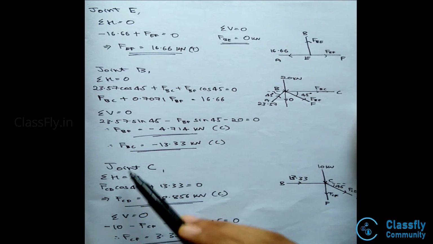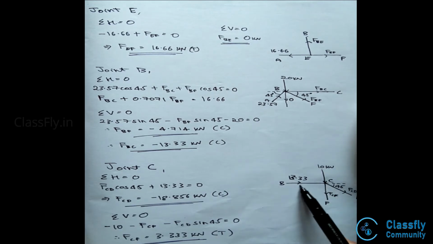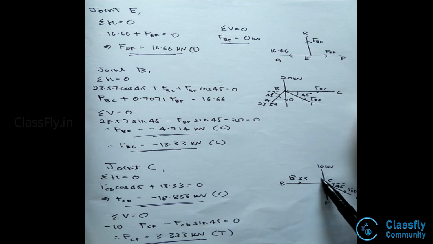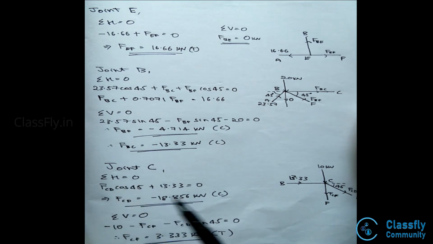Now consider the joint C. Here the 10 kilonewton force will be acting downwards, and also FBC, that is 13.33, FCD and FCF will be acting on the point C. Now summation H is equal to 0 implies FCD cos 45 plus 13.33 will be equal to 0. Hence we get the value of FCD to be minus 18.856 kilonewtons. Hence the force will be a compression force.